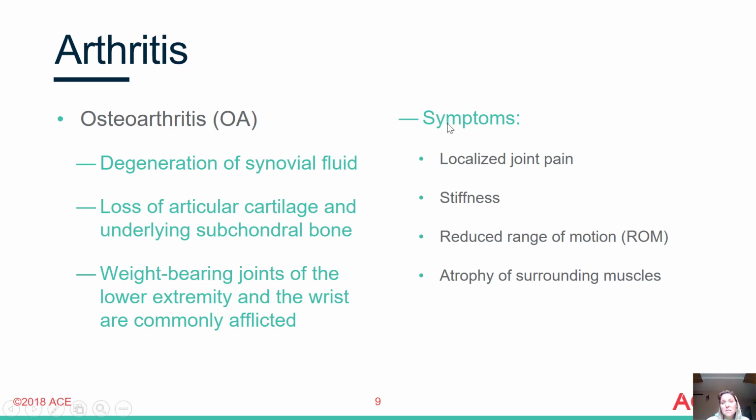Some of the common symptoms that people see with osteoarthritis is localized joint pain. It hurts in that particular joint. It's in one area. They're stiff, especially in that joint. They don't have a great range of motion throughout that joint. And then also sometimes they see atrophy, or shrinking, of the muscles that surround those joints.